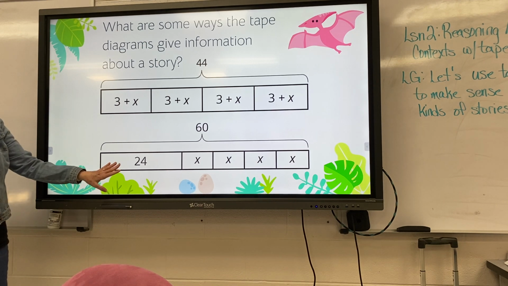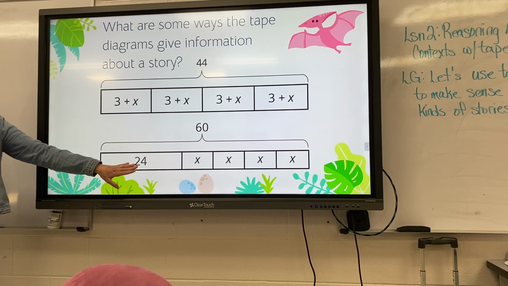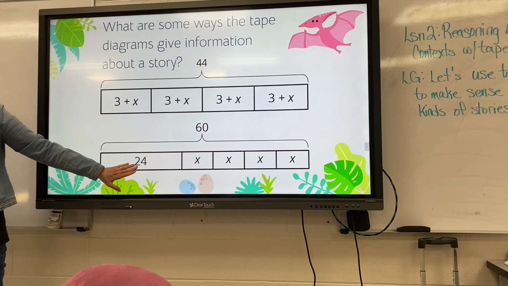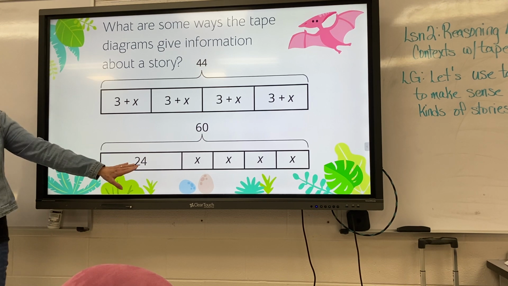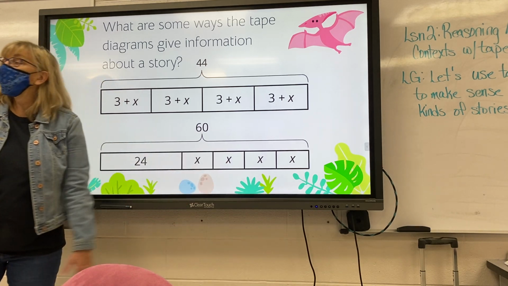Let's look at this one. This was the balloon problem. Okay, what did the 24 represent? The number of balloons that were already blown up, right? What does the X represent?